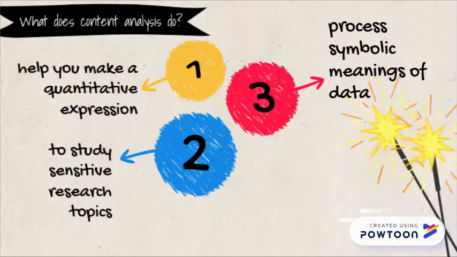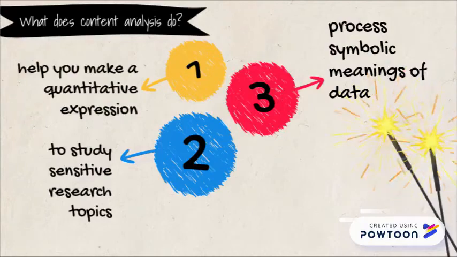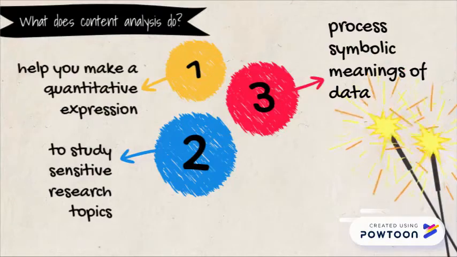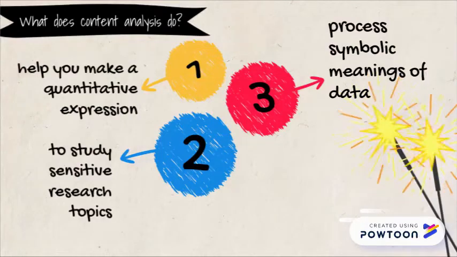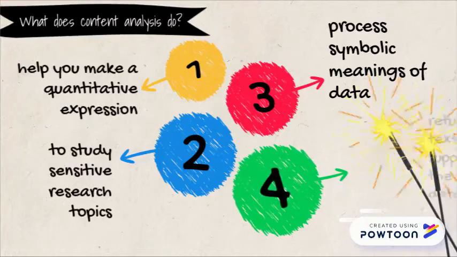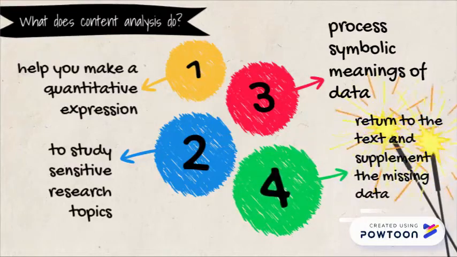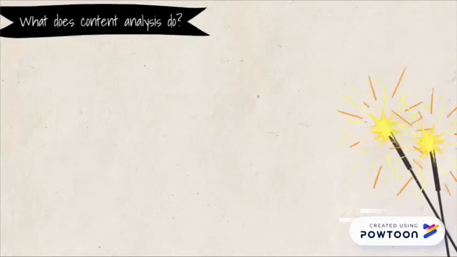The context sensitivity of the method will be useful in articulating the qualitative dimensions such as, for example, the direction of coverage of news items as favorable or unfavorable. The fourth one, it is a safe method in the sense that if the researcher found that a portion of the necessary information was missing or incorrectly coded, it is possible to return to the text and supplement the missing data. This is not always possible in experimental or survey research.